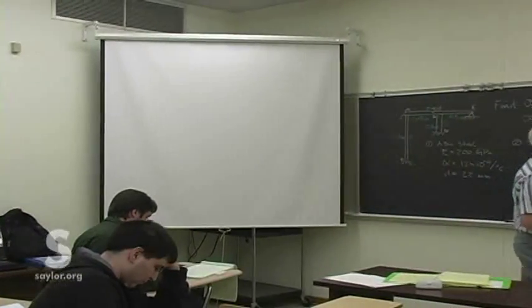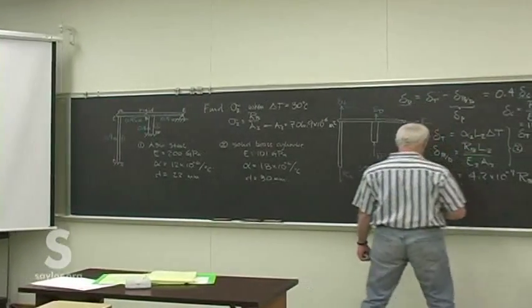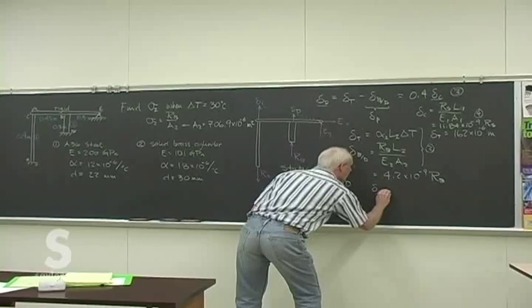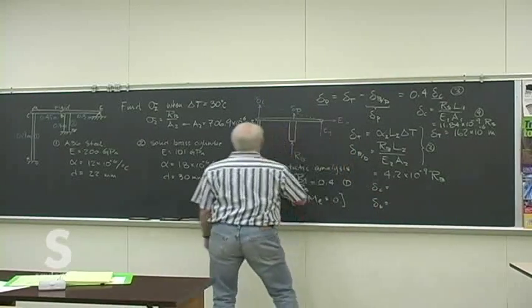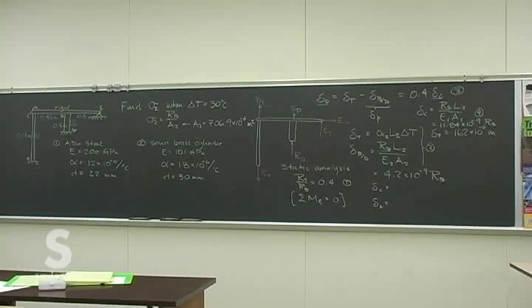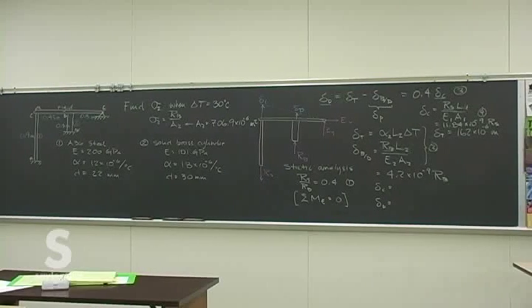So you can also figure out then, once you have the reactions, what delta C and delta D actually are, how far those pieces actually move, as the rigid bar gets pushed up a little bit. And that just comes from putting those numbers in those two pieces.